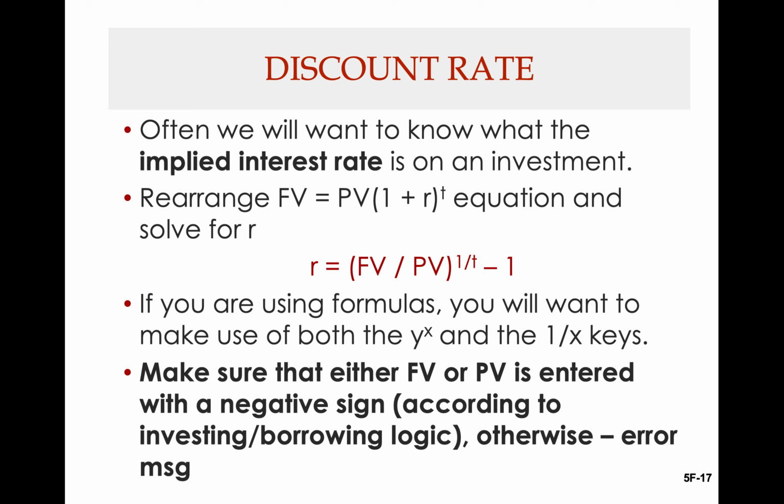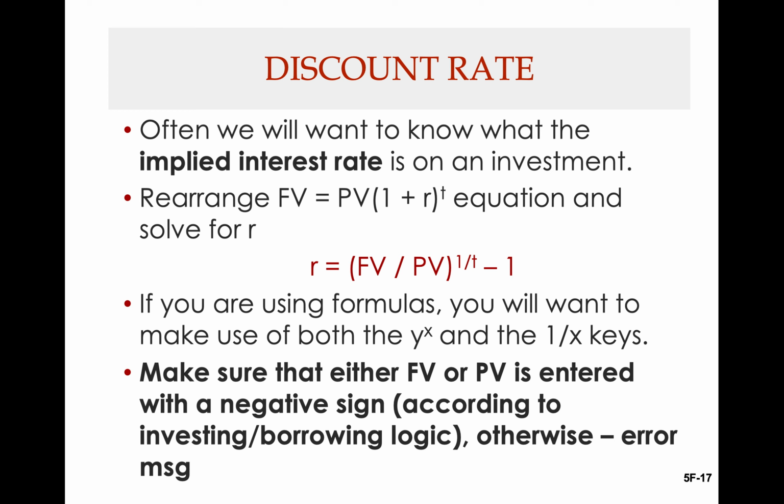How do we find the answer to this question? Again, simply by rearranging our future value formula, or the time value formula. Rearranging the terms and solving for the interest rate, we can find that the interest rate, or implied interest rate, or discount rate, equals the future value divided by the present value, raised to the power of 1 over t, our number of compounding periods, minus 1.